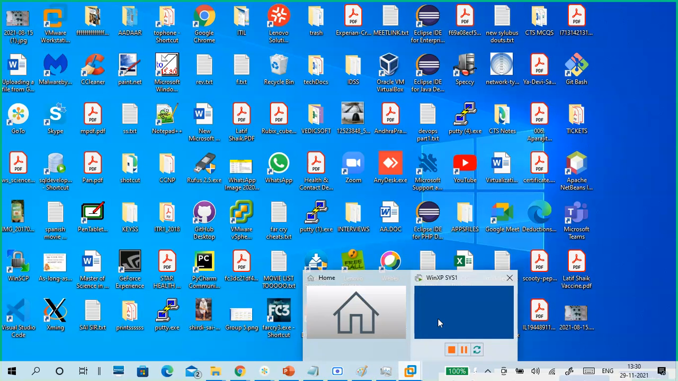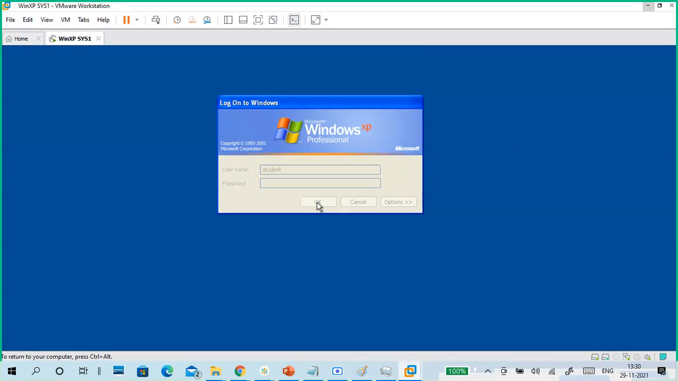Okay, so this is about your BIOS settings. It is not logging in, why?